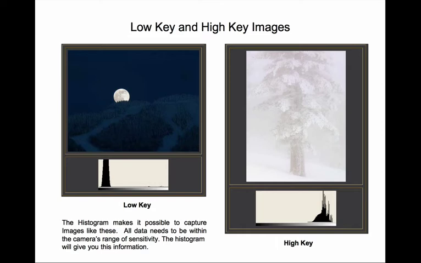On the right, similarly, there's a picture that is a high-key image, which could only be recorded with very even lighting. It looks to me like this might have been recorded in a snowstorm, where everything is pretty even, and the camera was set to capture the full detail of the brights without overexposing them.